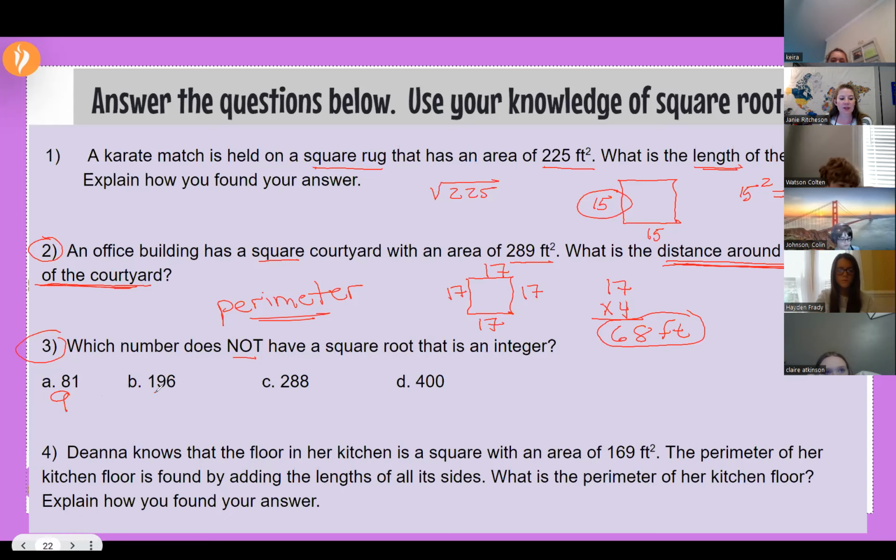What's the square root of 196? 14. Kira said 14. Most of you already told me the answer C, right? What's the square root of 400? 20. That's exactly right. That's an integer.